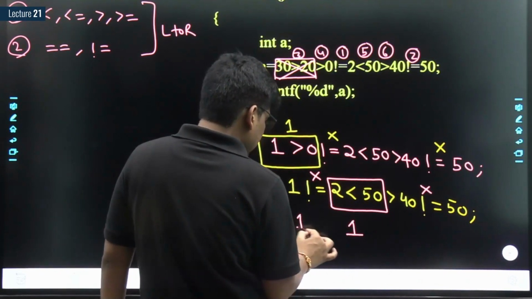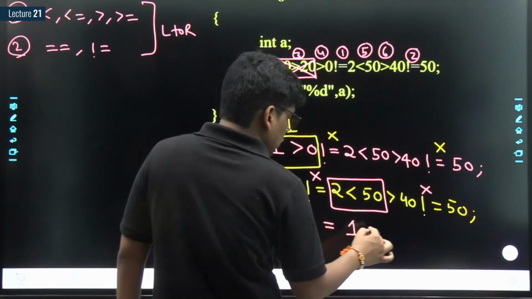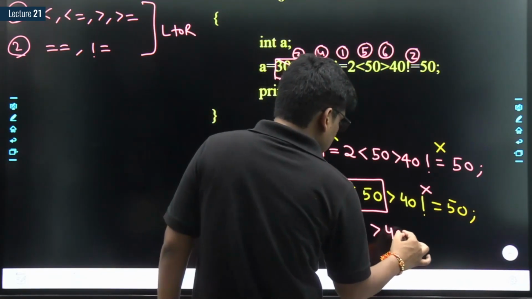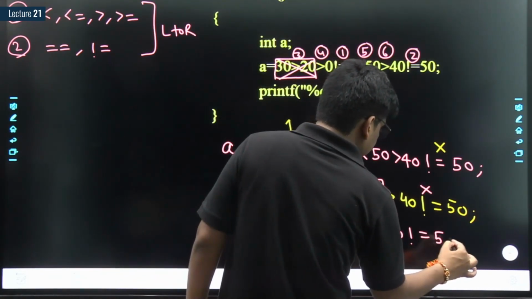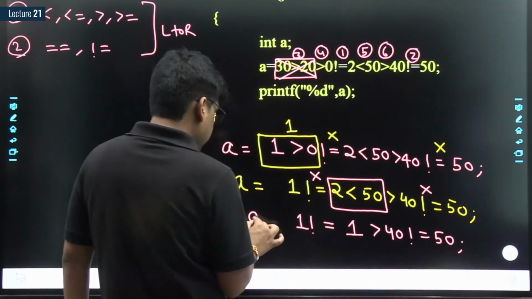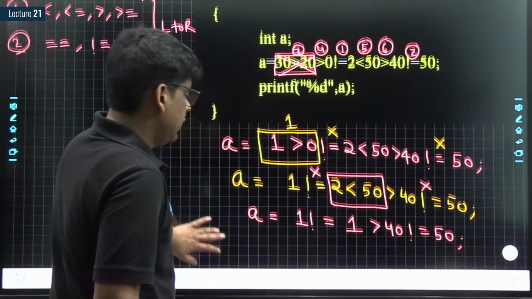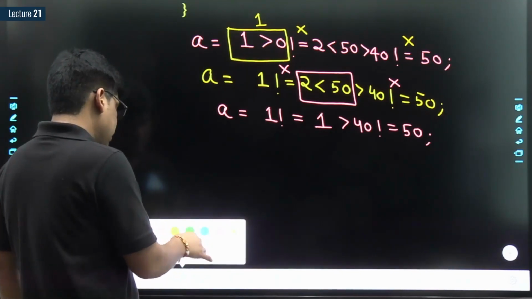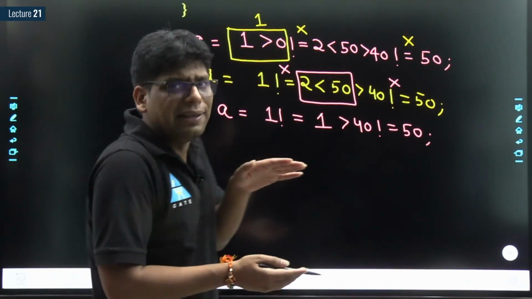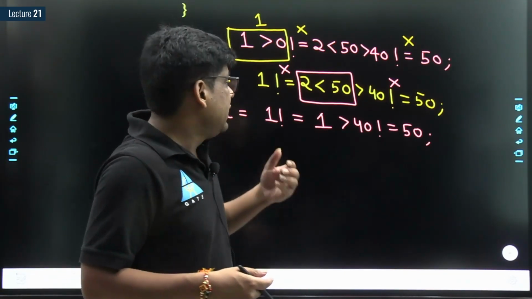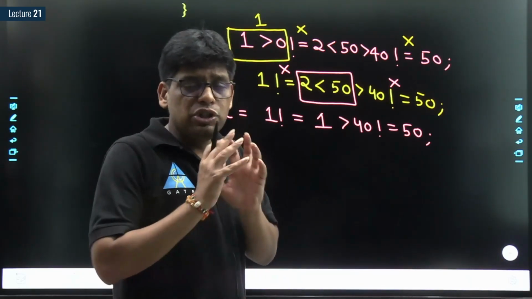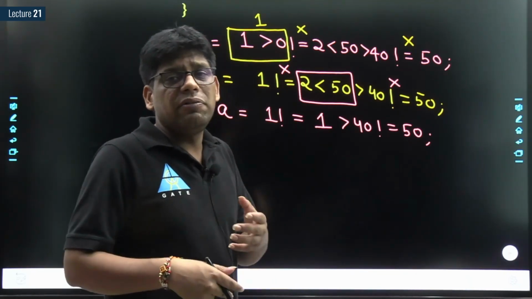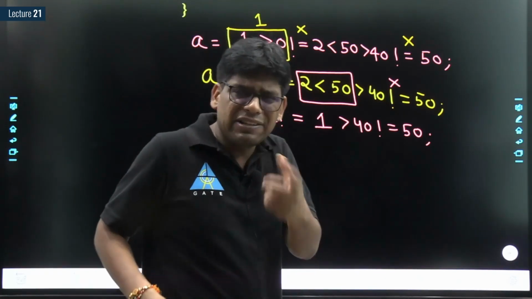That means the new expression is 1 not is equal to 1 greater than 40 not is equal to 50. Okay, now again, let me solve it. Yeah, it's a bit lengthy. Why? Because I need to discuss it step by step. But once you get to know priority, associativity, you can solve this in fractions of a second.